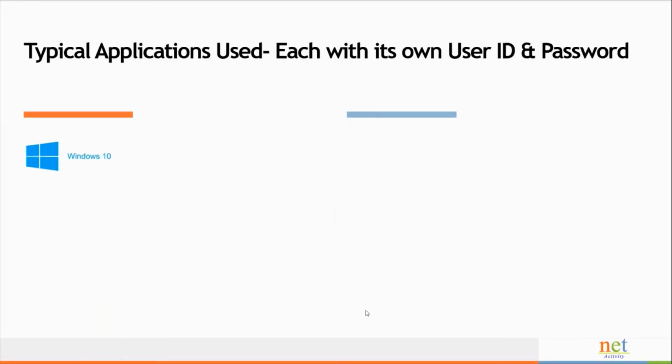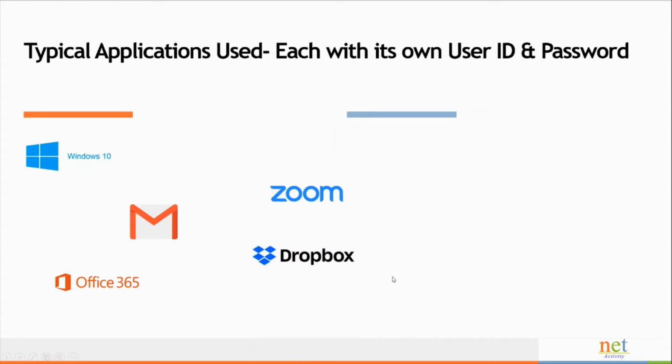They have a user ID for their Windows 10 PC, laptop. They have another one for their Gmail account. They might have another user ID for their Office 365 email. Users have Zoom, another account. Dropbox for file sharing, another account. Slack for collaboration, a different account. RingCentral for VoIP or other VoIP systems.